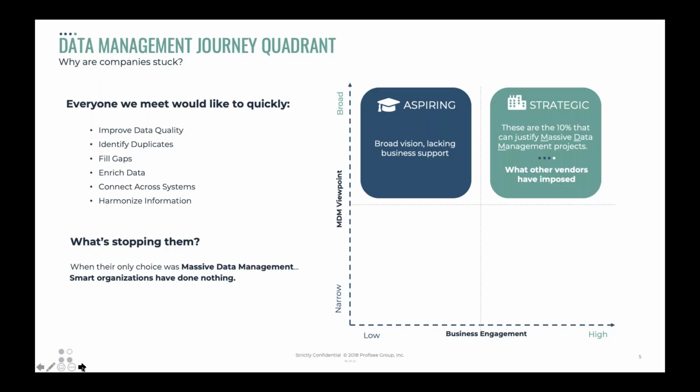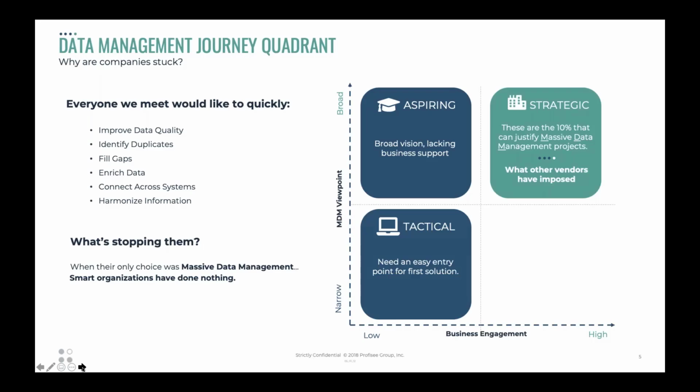On the upper left, we have aspiring, which is, IT's got a pretty good vision for all this stuff. They know how it should work. They may even have a reference architecture for a future state built, but they can't get anybody to pay for it or pay for it long enough to actually get it done. We'll talk about that a little bit more later, but that's the idea: IT's got a vision, but the business isn't really bought in.